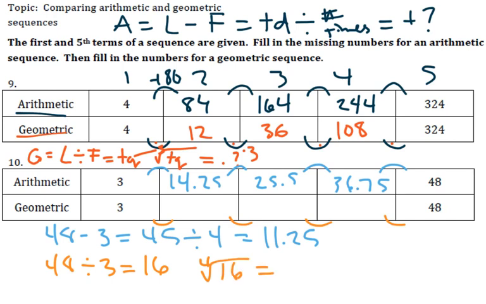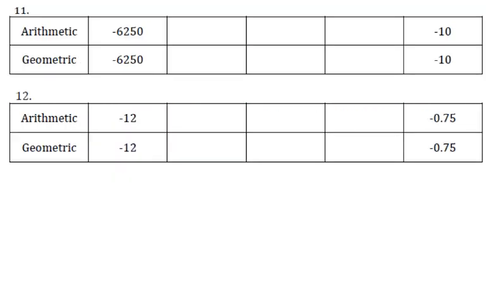So the fourth root of 16, which I believe is 2. Let me double check that. The fourth root of 16 is 2. So we're timesing them by 2 each time. So 6, 12, 24, 48. So you see how it's a different pathway to those same numbers. Okay, let's keep at it.